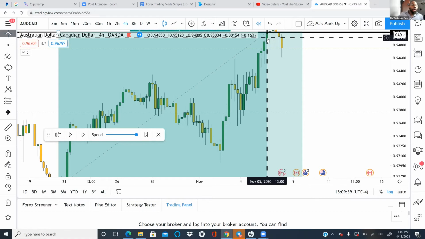Let me do the math on that. I'm gonna go ahead and pull out my calculator real quick, right? But let's just say 238 pips. 238 divided by 16 days, 14.87. So that's an average of 15 pips a day. Remember, I teach my students how to live off of 10 a day, right? So they've already exceeded their goal.